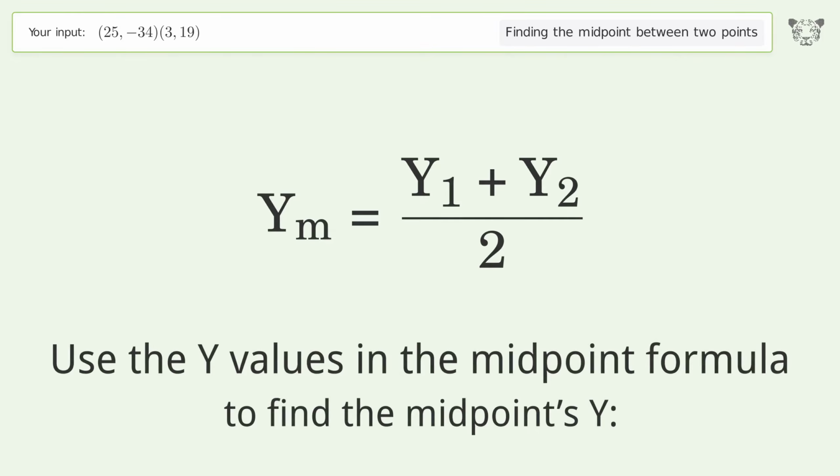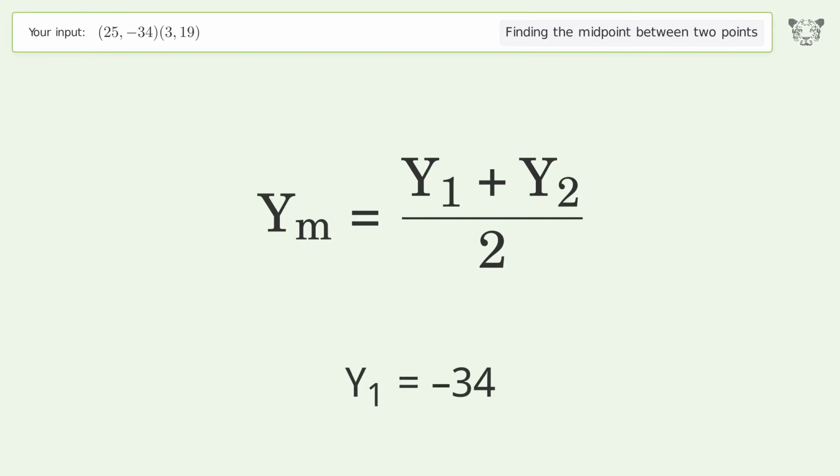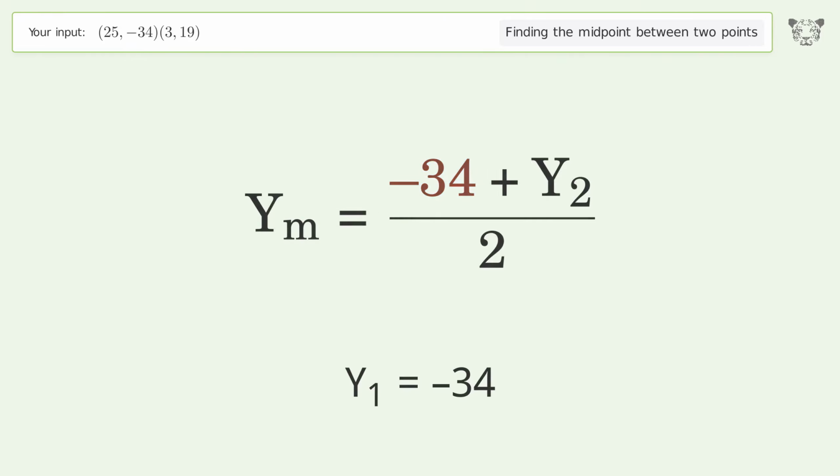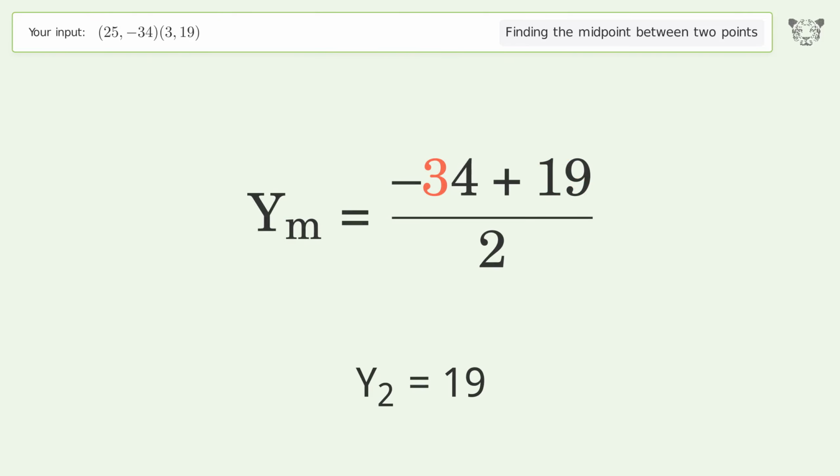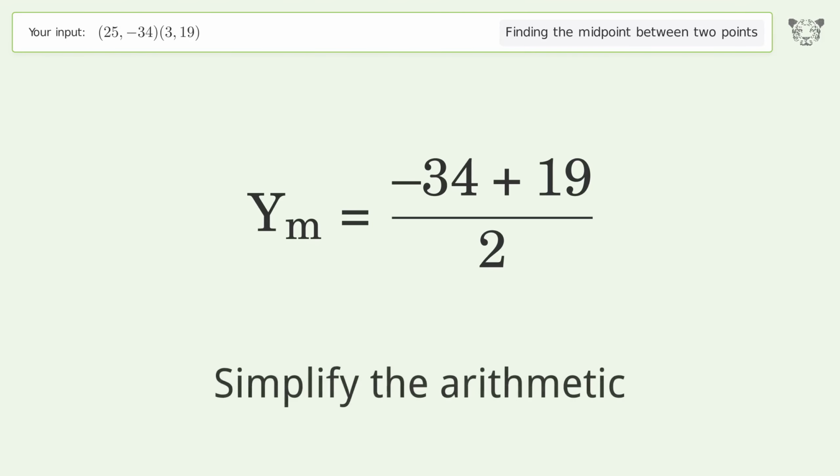Use the y values in the midpoint formula to find the midpoint's y. y1 equals -34. y2 equals 19. Simplify the arithmetic.